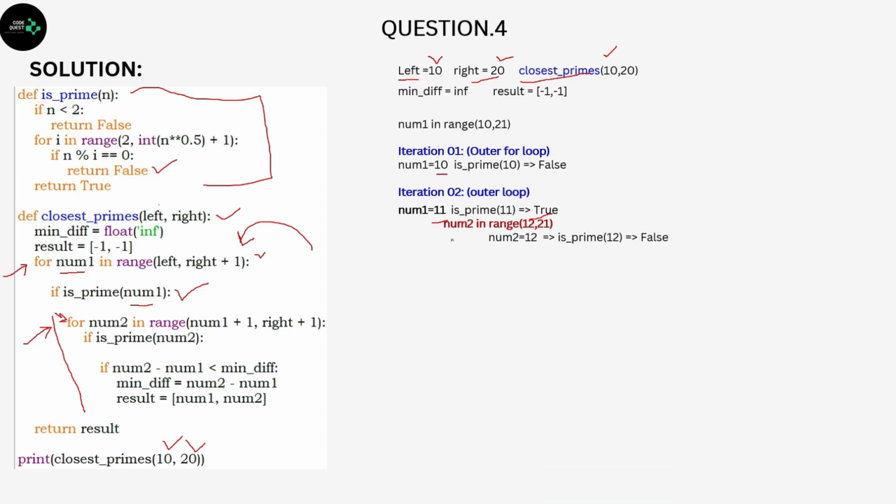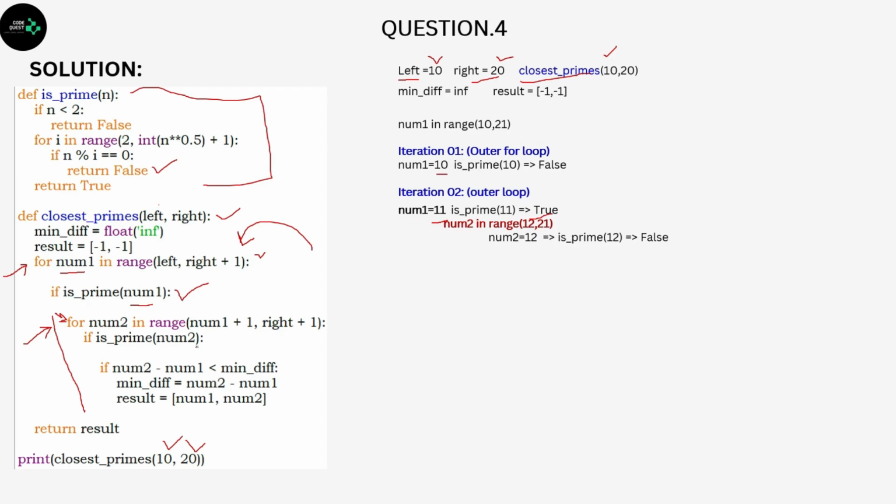So as a result, num2 will start from num1 plus 1. What is num1 presently? 11. So 11 plus 1, 12. And the right side, plus 1 means 20 plus 1, 21. Okay. So this num2 will now start from 12 and go up to, excluding 21, that means up to 20.